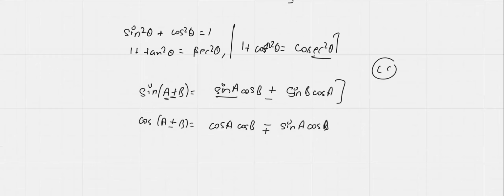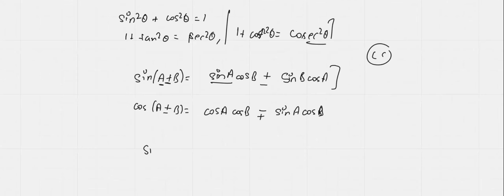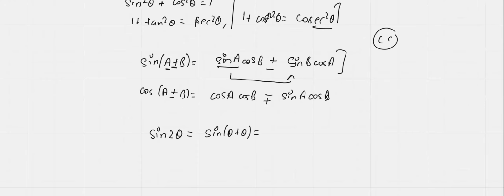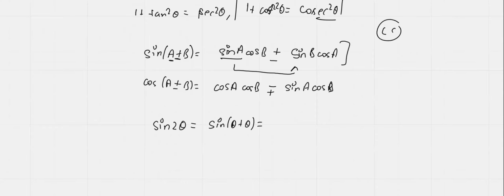Other formula is sine of 2 times theta. What does it mean? You can use this formula directly. I can write this as sine of theta plus theta. Is it? Just see till there. Sine A plus B.